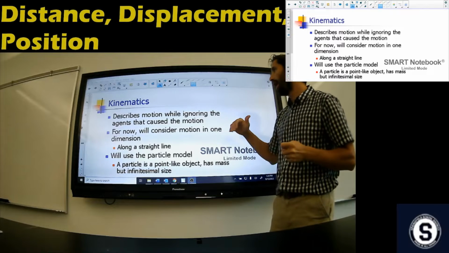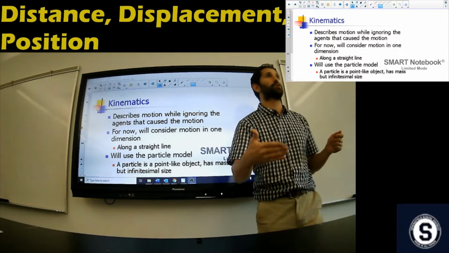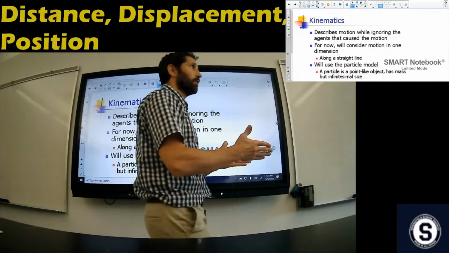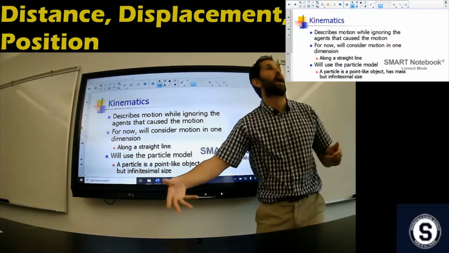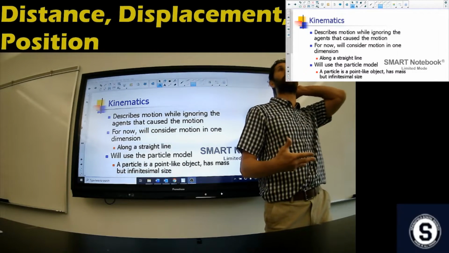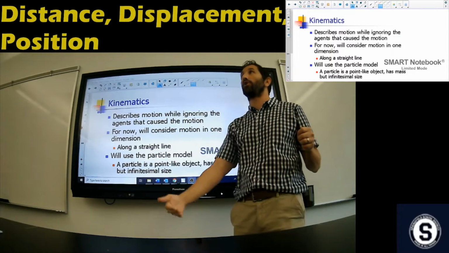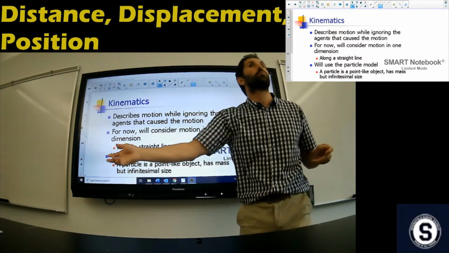For now we're going to worry about motion in one dimension along a straight line. So I want you to imagine an object moving back and forth, not moving along any sort of diagonal path or moving through the air or anything like that. If we do talk about moving through the air, it's something falling or rising straight up and down, but not moving along a diagonal path.